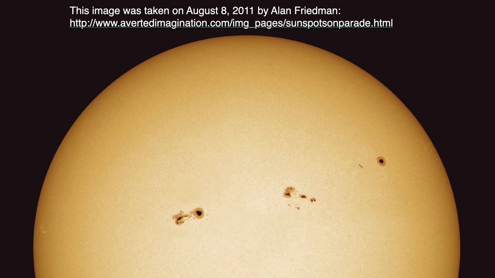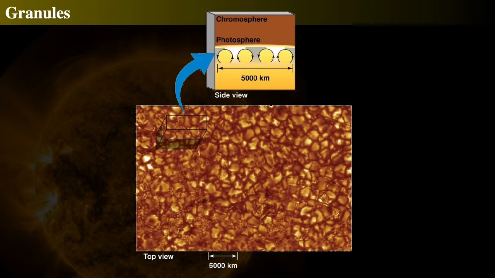So this was another set of sunspots taken by Alan Friedman back in 2011, and we can see that some of these sunspots are really big. Remember that the Sun is approximately 100 Earth diameters across. So each of the sunspots that we're looking at, taken by Mr. Friedman, is much larger than the entire Earth. These are huge sunspots. Okay, so you saw in the background there is kind of a honeycomb sort of structure, and it has a special name.